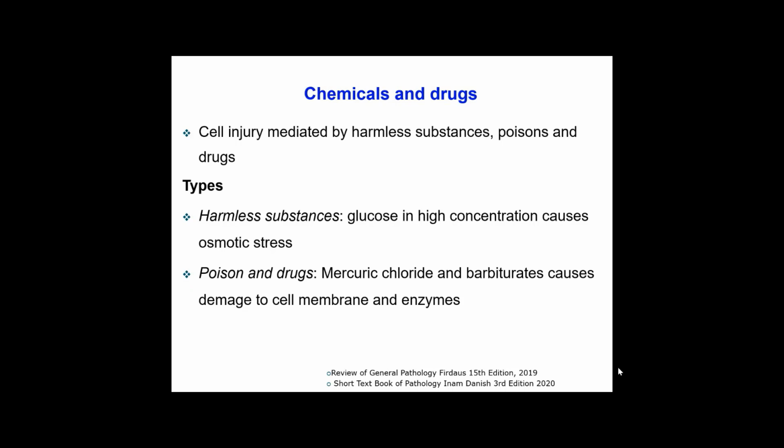Chemicals and drugs can also cause cell injuries. We can divide this into two groups, like the harmless substances. If you take the example of glucose, if it is present in high concentration in the body, it will cause osmotic stress, and it is also very dangerous for the cell to maintain its normal structure or function.